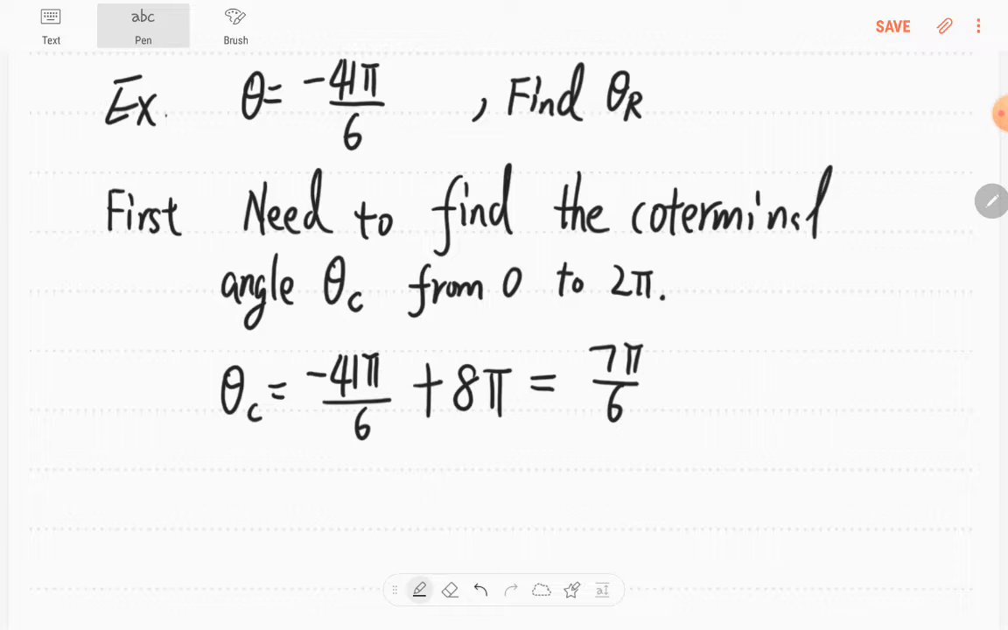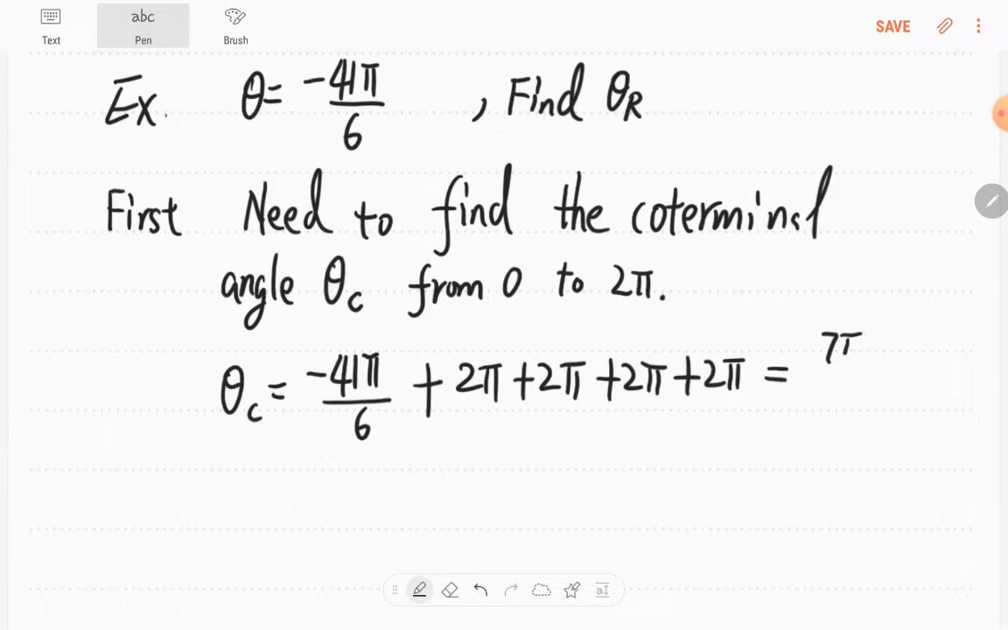7 pi over 6. We can do that, like you can try to add 2 pi. No, not enough. Then let's add 2 pi again. No, not enough. Add 2 pi, not enough. Add 2 pi. Yes, that is enough. Then it's equal to 7 pi over 6.